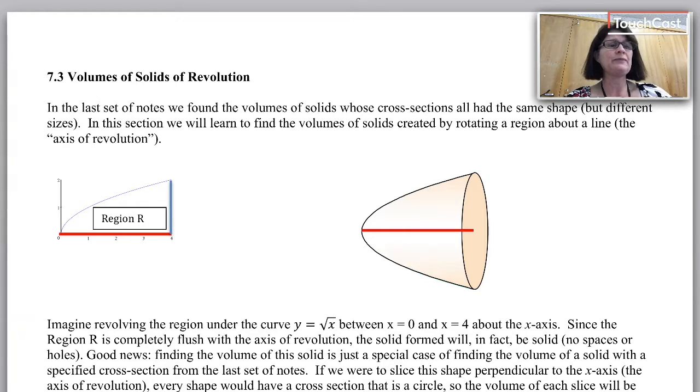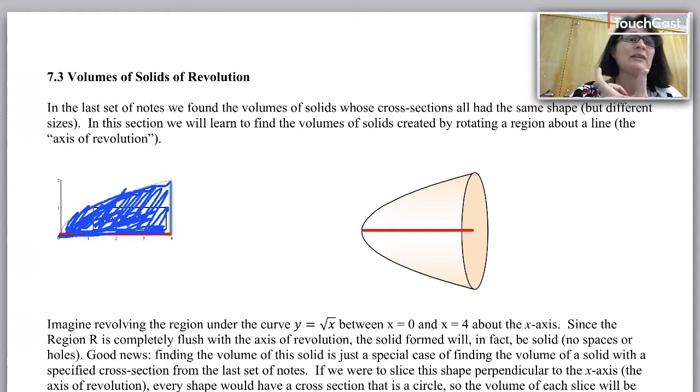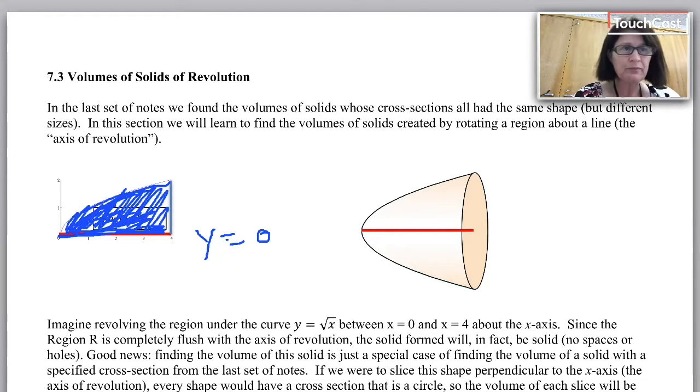Notice that this region bumps all the way up against the axis of revolution. So this is completely connected. There's no space between my blue region and my red line, which I drew in the x-axis. Remember, the x-axis has the equation y equals 0. So when I revolve that around, I'm going to get this shape. You can see I've made it here.